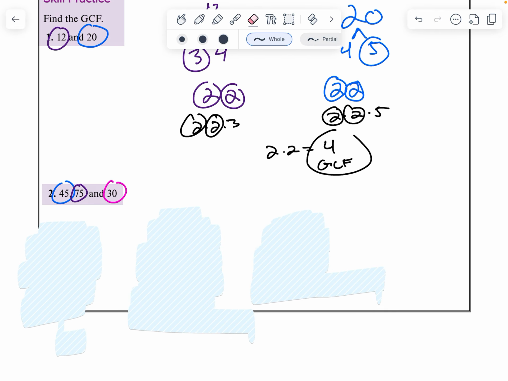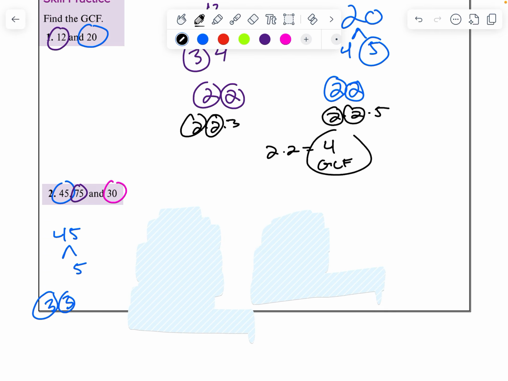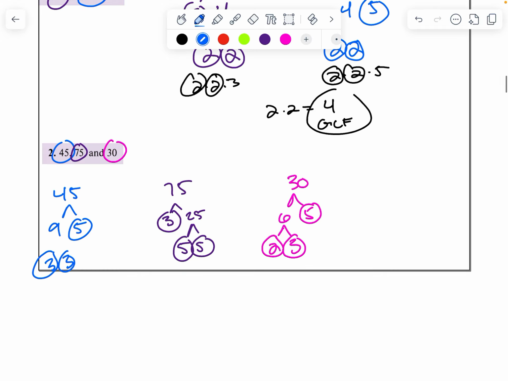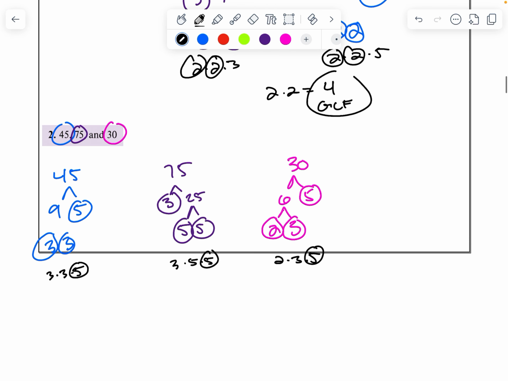Again, pause and try this one. 45 breaks into 3, 3, and 5. 75 breaks into 3, 5, and 5. 30 breaks into 2, 3, and 5. So here if I have 3, 3, and 5, 3, 5, and 5, 2, 3, and 5, what do they have in common? I see a 5. I don't see anything else that they all have. Oh wait, they have a 3. That has a 3. That has a 3. So 3 times 5 equals 15 is the GCF.